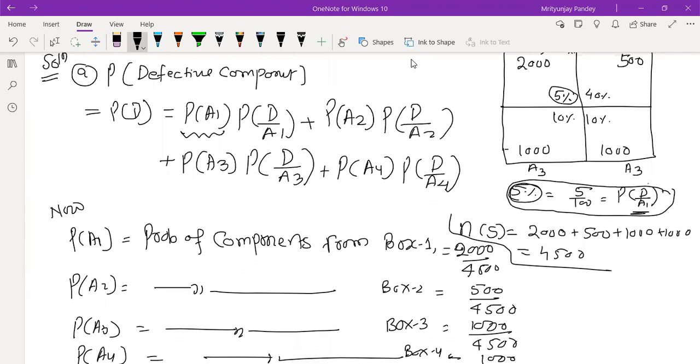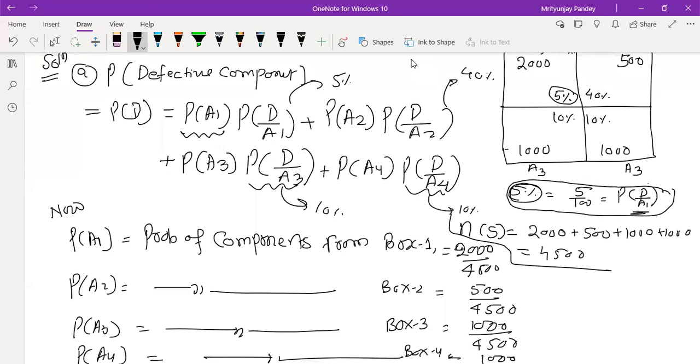40%, or you can say 40 by 100. And what is the defective component from box A3? 10%. And defective component from A4, that is also 10%. तो मुझे P of D by A1 की जगह क्या लिखना है? 5%. P of D by A2 की जगह क्या लिखना है? 40%. P of D by A3 की जगह क्या लिखना है? 10%. This is also 10%. And this value is 5%. And this is nothing but 40%.